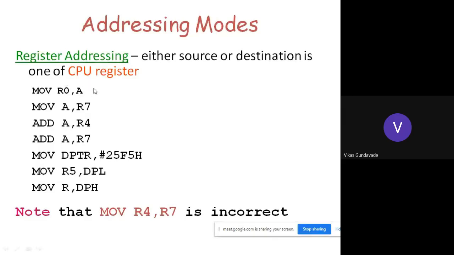Okay. Similarly, move A comma R7, here what happens? Whatever data is available in the register R7 will get transferred into the accumulator. Okay. Similarly, for addition, here the addition of accumulator and R4 will be done. Again, accumulator and R7 addition will be done, and the result will get stored into the R7, as we have said that accumulator holds the result of processing.